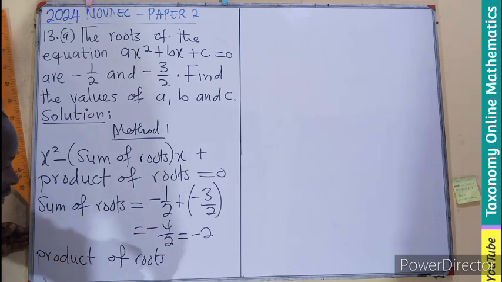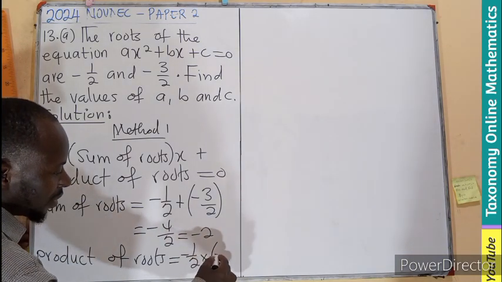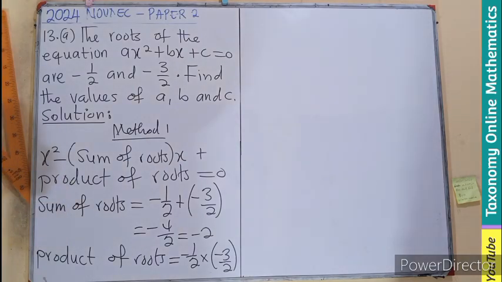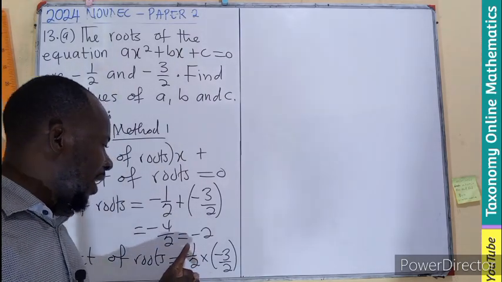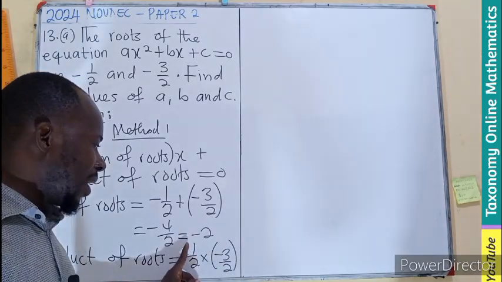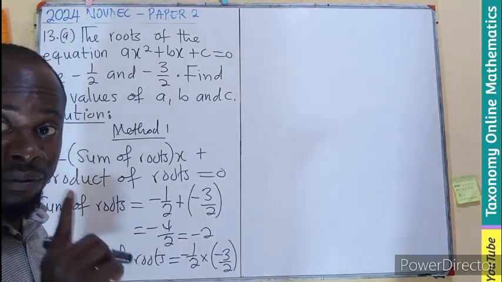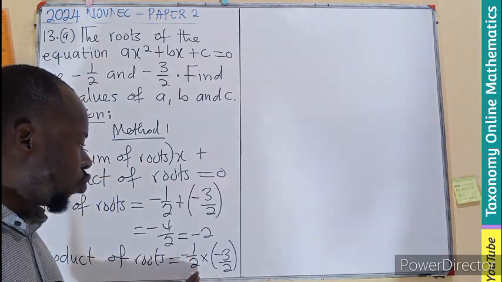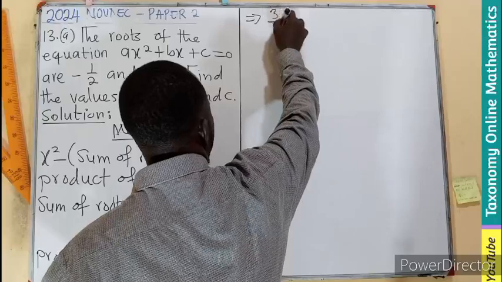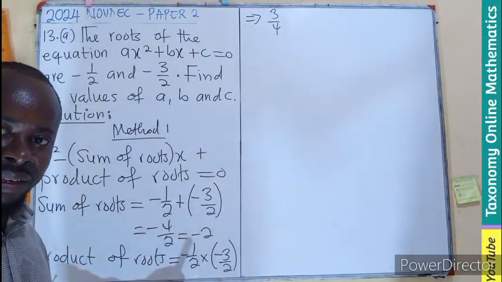If that is true, then we go for the product of roots. The product of roots should be negative 1 on 2 times negative 3 on 2. In the case of multiplication, we only multiply the numerators together and the denominators together. Remember, negative 1 times negative 3 will give you a positive 3. Then 2 times 2 will be 4. So I should be having 3 on 4. I guess that is clear.